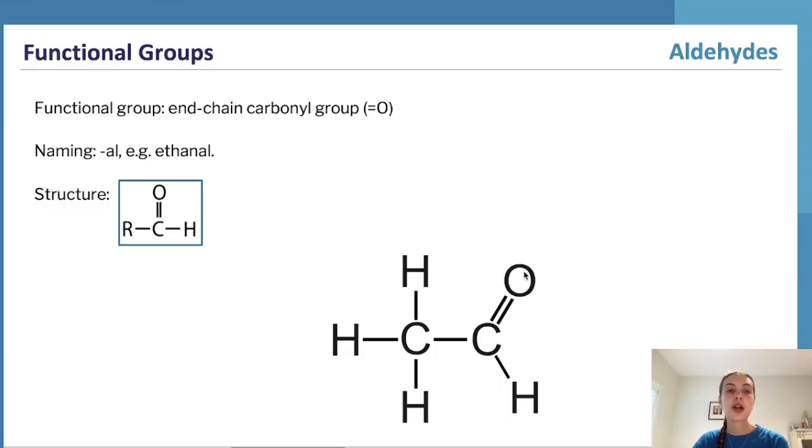And so the general structure of an aldehyde is that they will have an R chain, so any alkene, alkane, alkyne type chain, followed by the final carbon on the chain having a double bonded oxygen and a single bonded hydrogen.